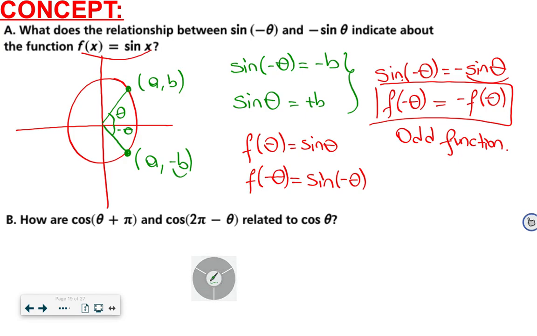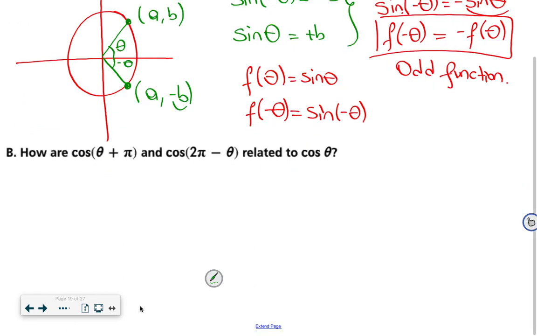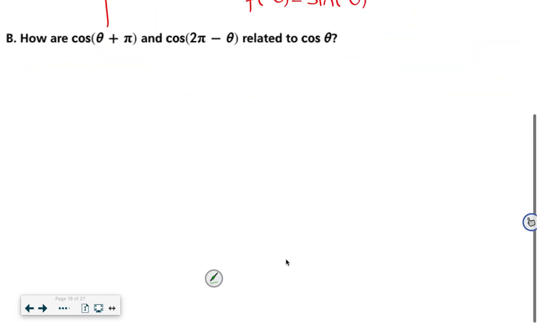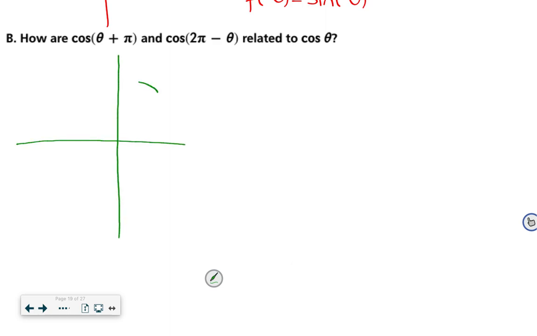Next. How are cosine theta plus pi and cosine 2 pi minus theta related to cosine theta? To be able to prove this, ladies and gentlemen, the best method is making a unit circle.